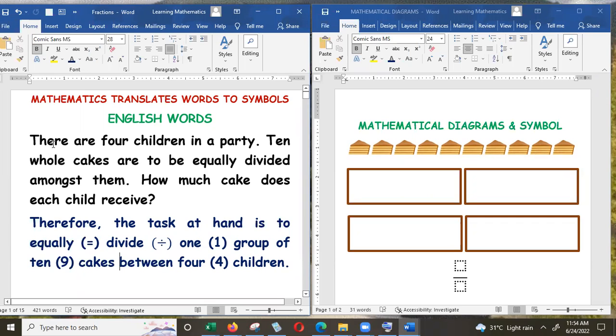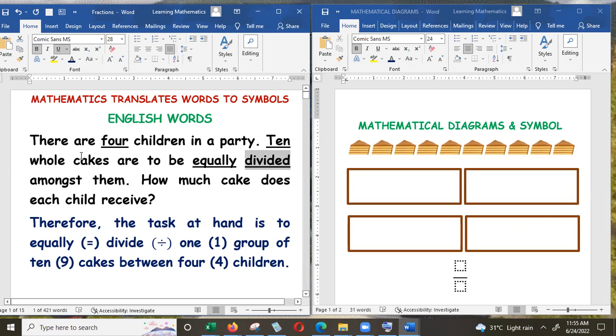Now, in this little paragraph, there are important words in mathematics which have their symbolic translation. Starting with the word 4. This is an important word in mathematics. 10. The word 10 is another important word in mathematics. Equal is an important word in mathematics. Divided also is another important word in mathematics.